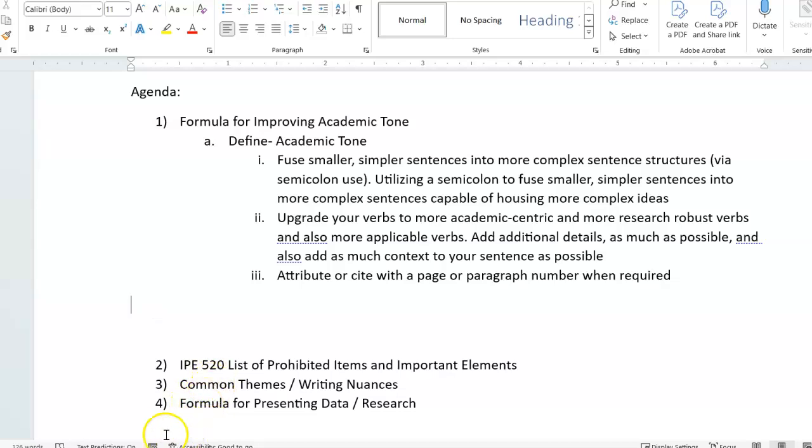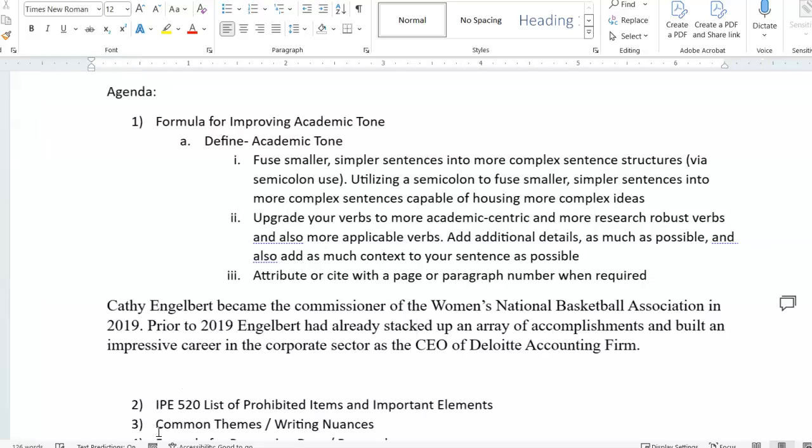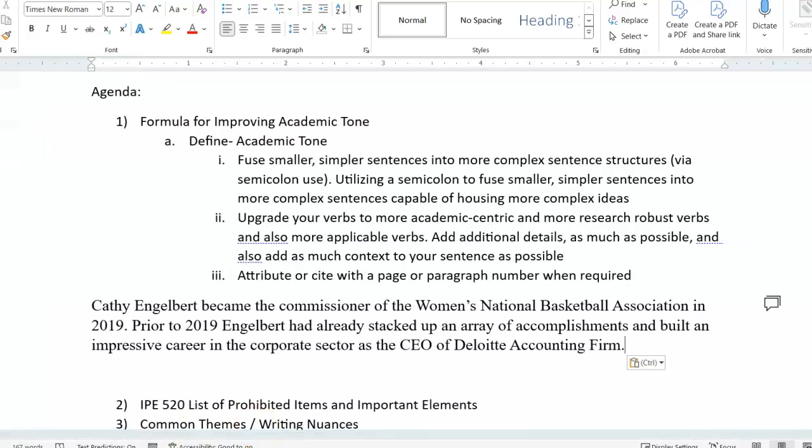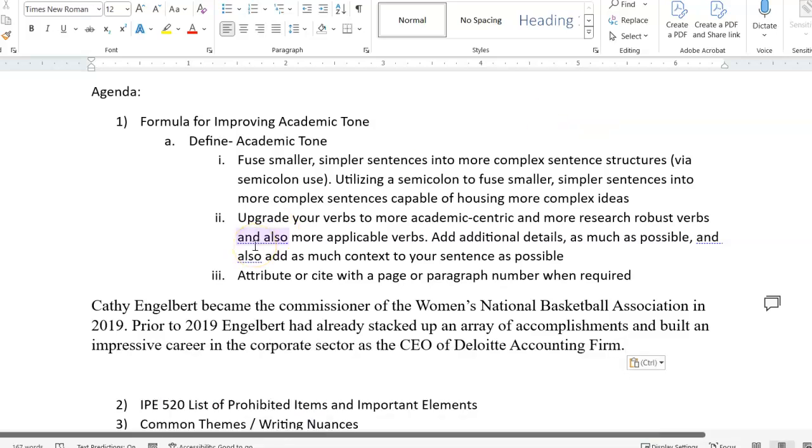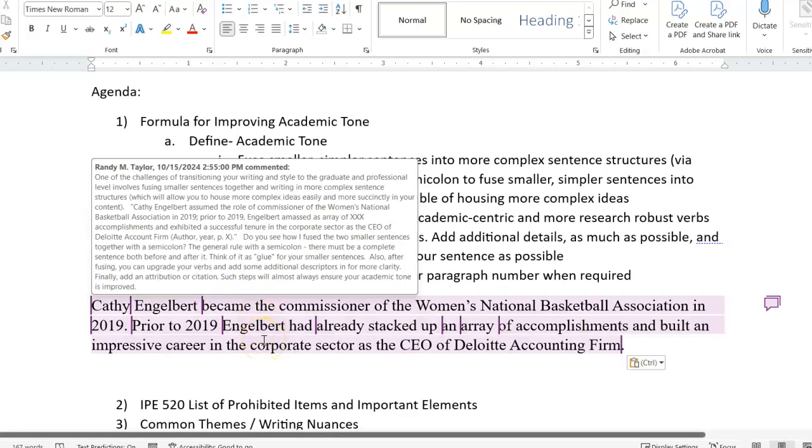This is a student excerpt here, a random student, chosen at random. Kathy Engelbert became the commissioner of the Women's National Basketball Association in 2019. Prior to 2019, Engelbert had already stacked up an array of accomplishments and built an impressive career in the corporate sector as the CEO of Deloitte accounting firm.